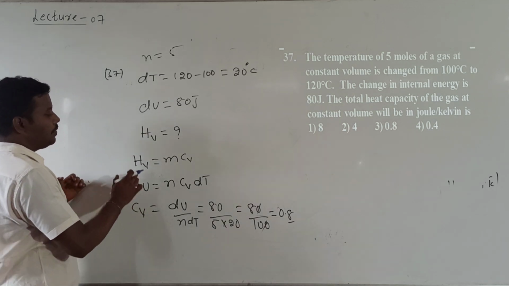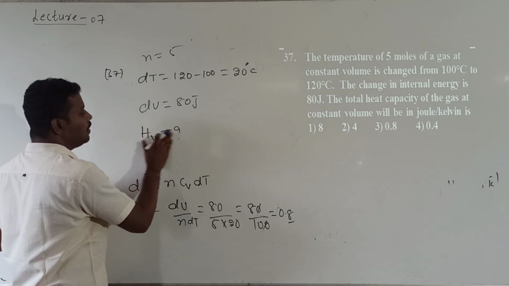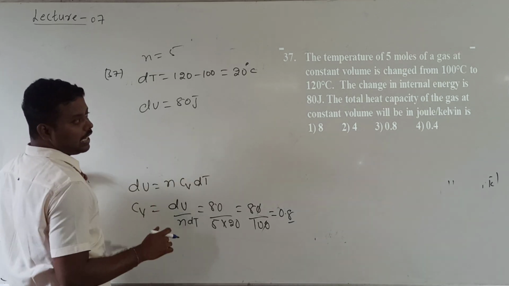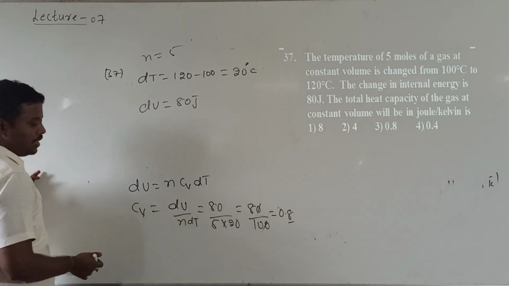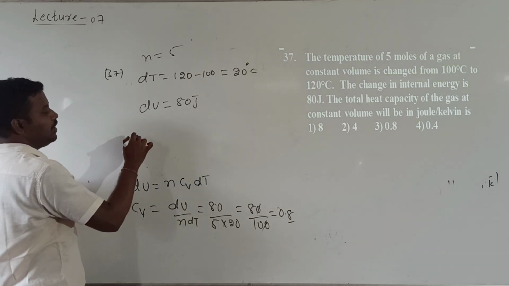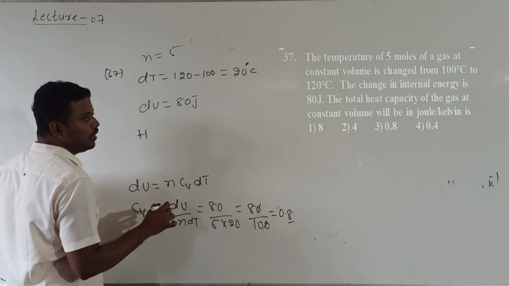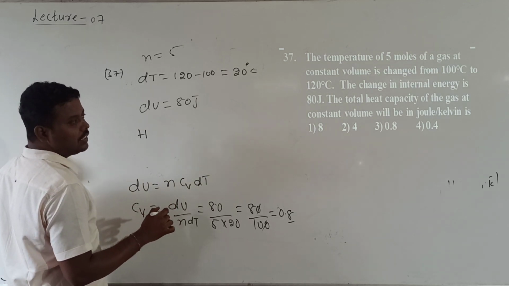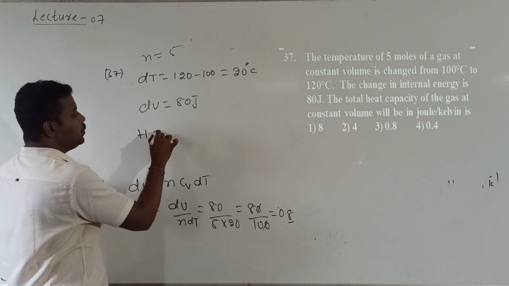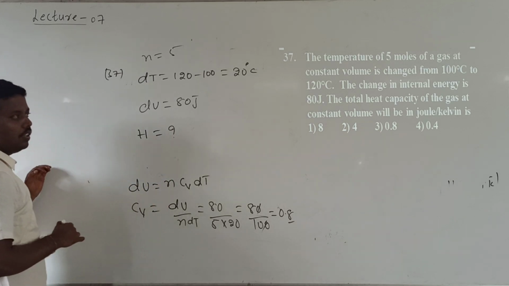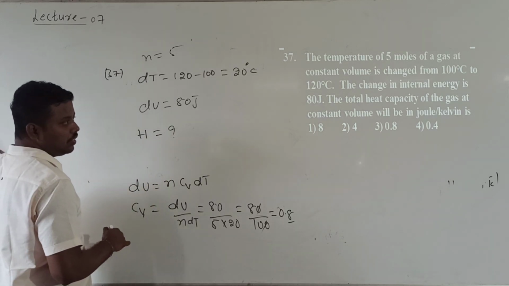So capital C, in small letters, what is the formula? I will write it as: they are asking us to calculate the heat capacity value. Now I calculated the Cv value. They are asking us to calculate the heat capacity in joule per Kelvin. So H value will be equal to how much? What is the formula for H value?